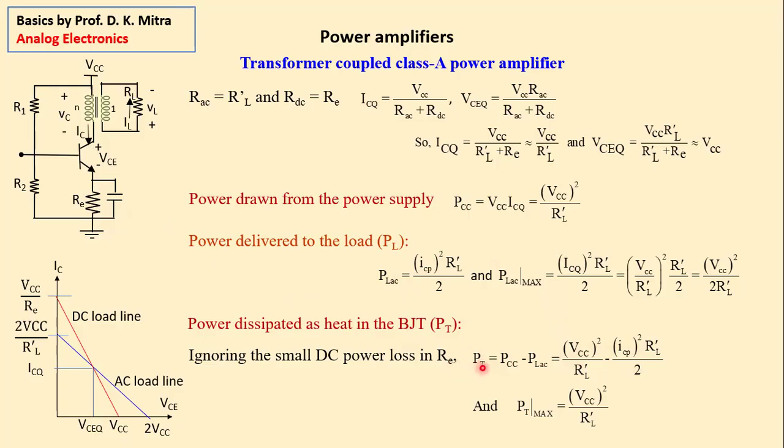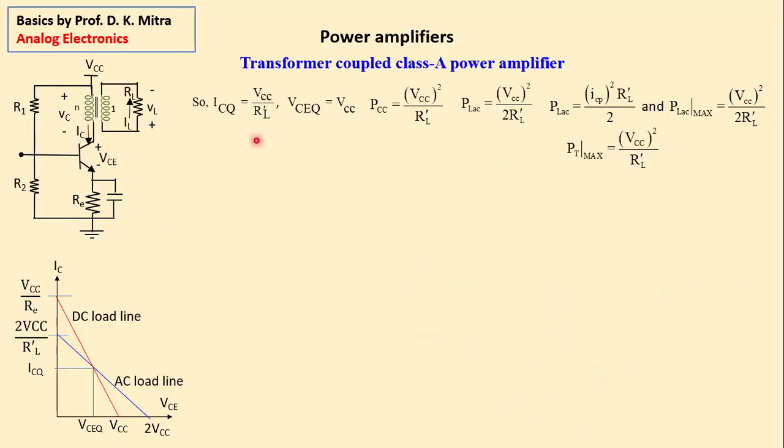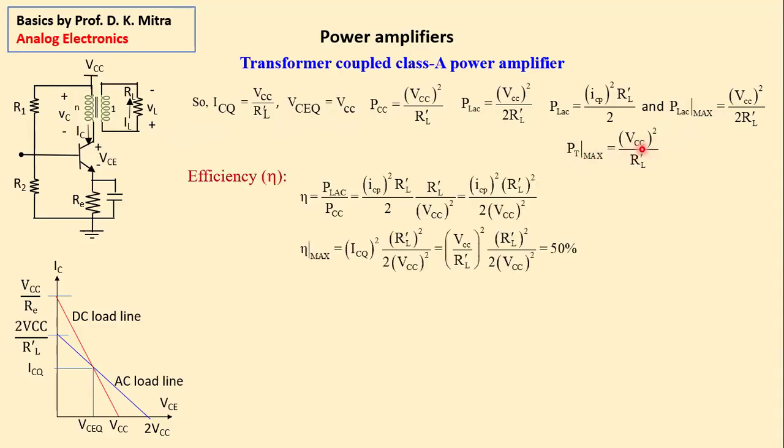When is transistor power maximum? It is when this is 0, when signal is 0. That means maximum power dissipated in the transistor is VCC square. Then all these values I have written here. We got ICQ, we have got VCQ, we have got PCC, we have got PLAC, we have got PLAC max, etc. And what is the maximum power dissipated in the transistor?